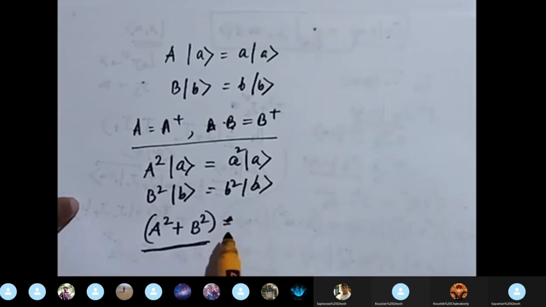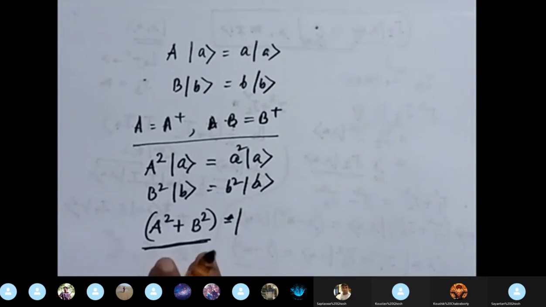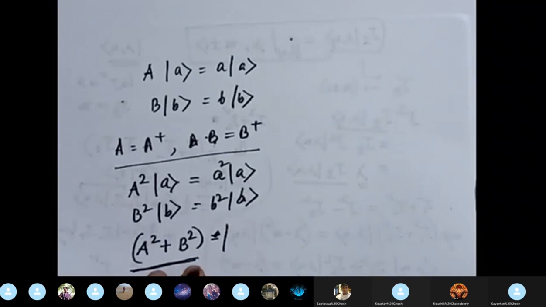Oh, okay. I see. Its eigenstate is not A, neither B. Yeah. Okay. They do not commute. Clear? Yes, sir, understand.